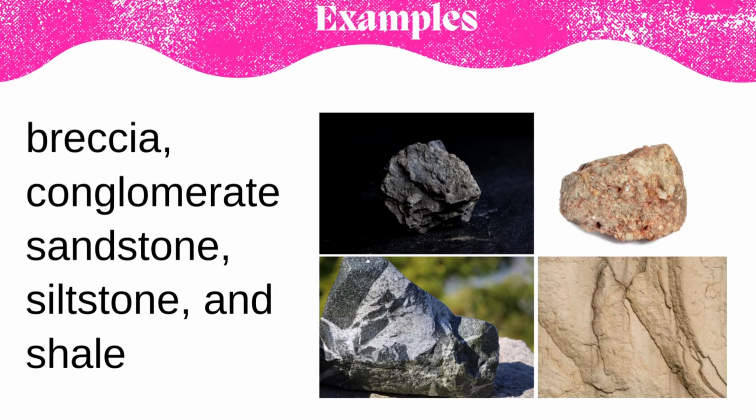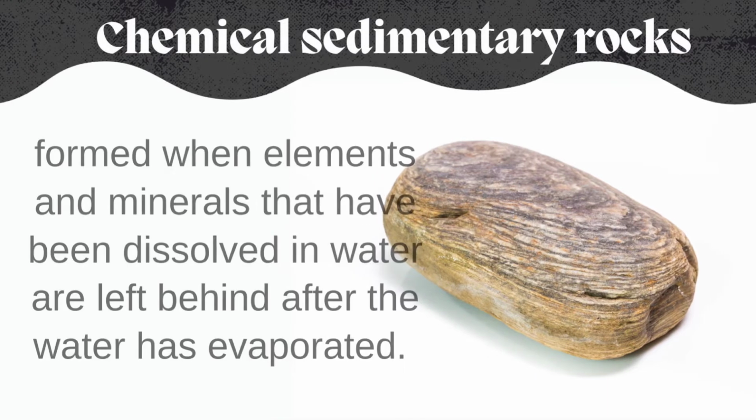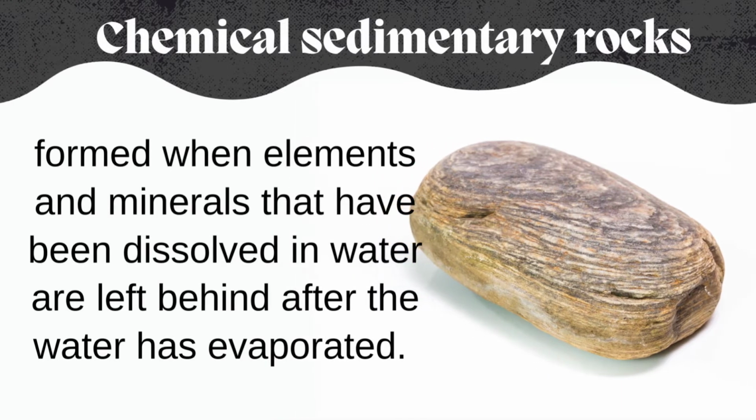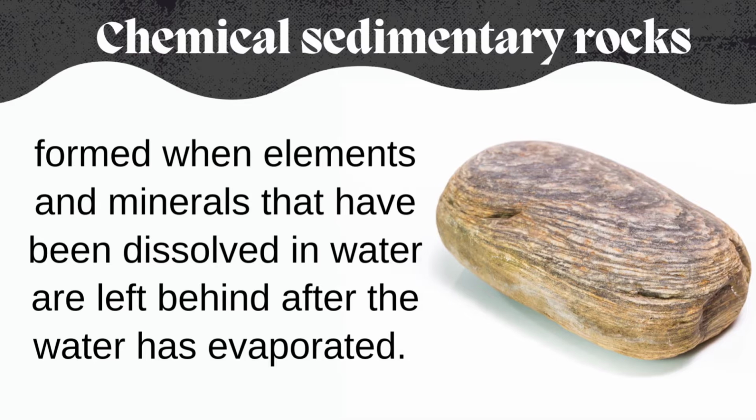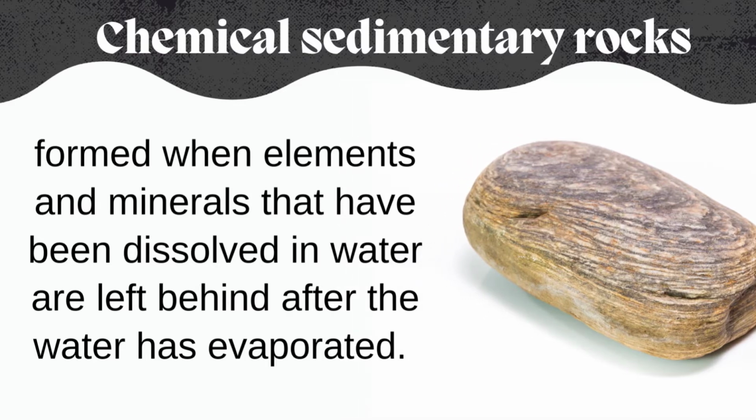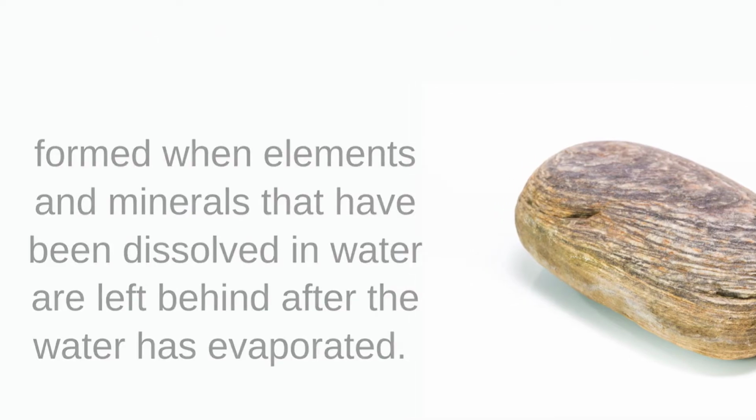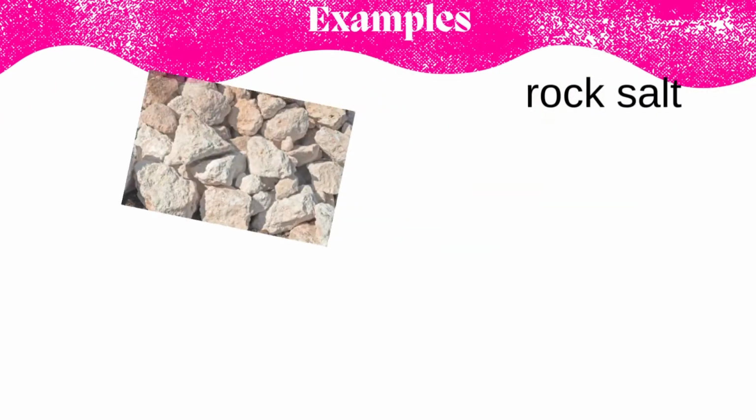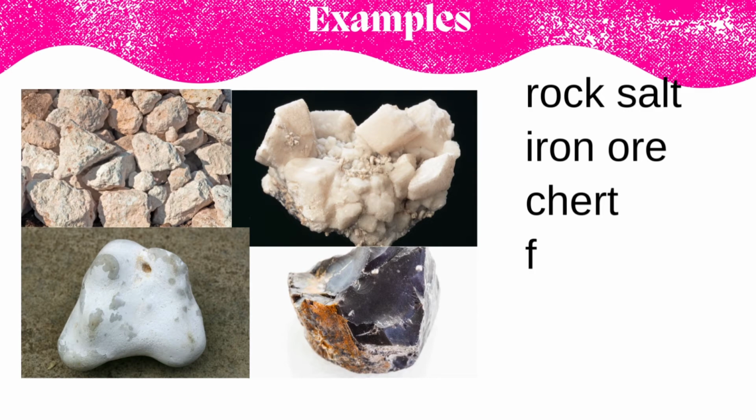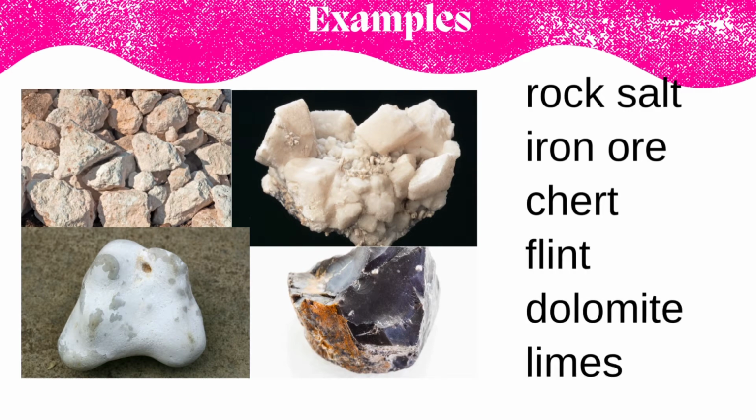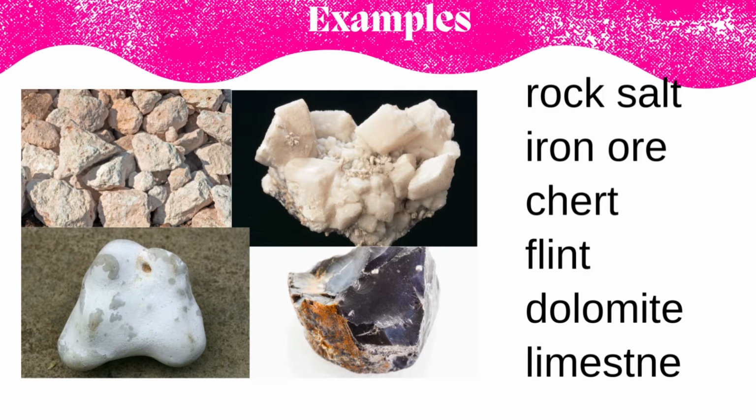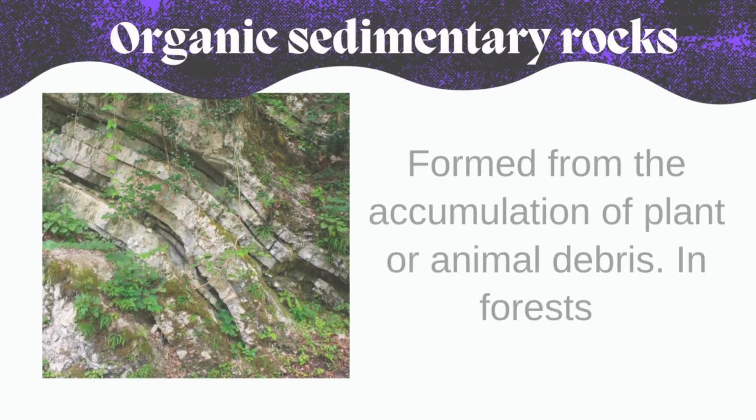Okay, let's look at chemical sedimentary rock. Chemical sedimentary rocks are formed when the minerals that are carried by water have evaporated from the materials. These minerals will then come together to form another kind of sedimentary rock, which we call chemical sedimentary rock. Examples, as you can see there, we have rock salt, iron ore for making iron, chert, flint, dolomite, and some kinds of limestone.